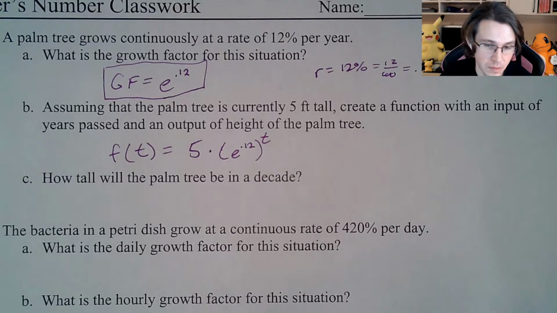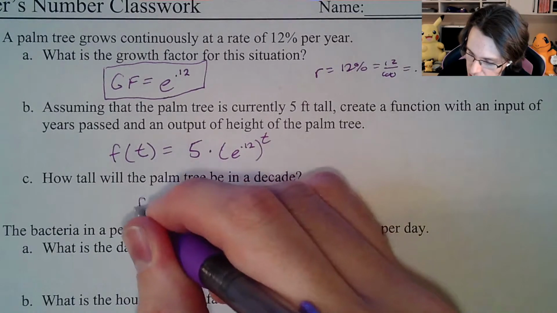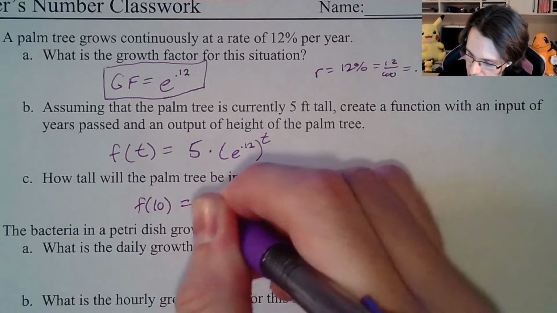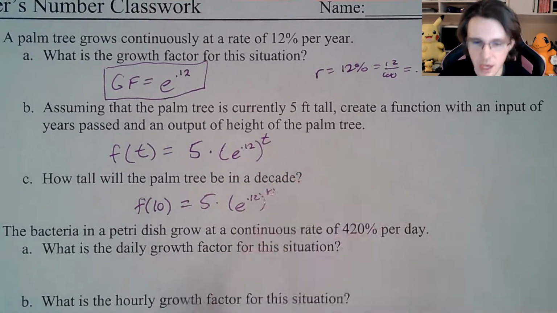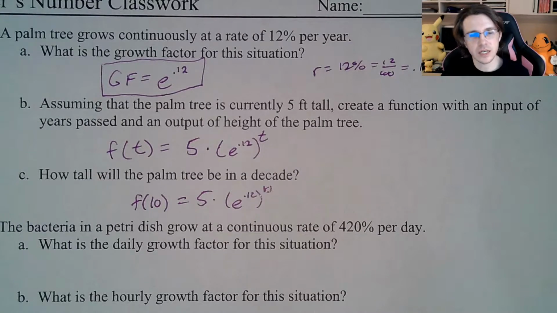How tall will the palm tree be in a decade? Well, a decade, that means 10 years. So we got f of 10 is equal to 5 multiplied by e to the 0.12 to the 10th. But now, even though this is an exact answer, we're now talking about a real world problem where you want to know how tall this tree actually is going to be. So we should be plugging it in. Desmos does this great. Desmos understands the letter e, so you'll be able to get the answer from Desmos directly. The other option is just to use your calculator.